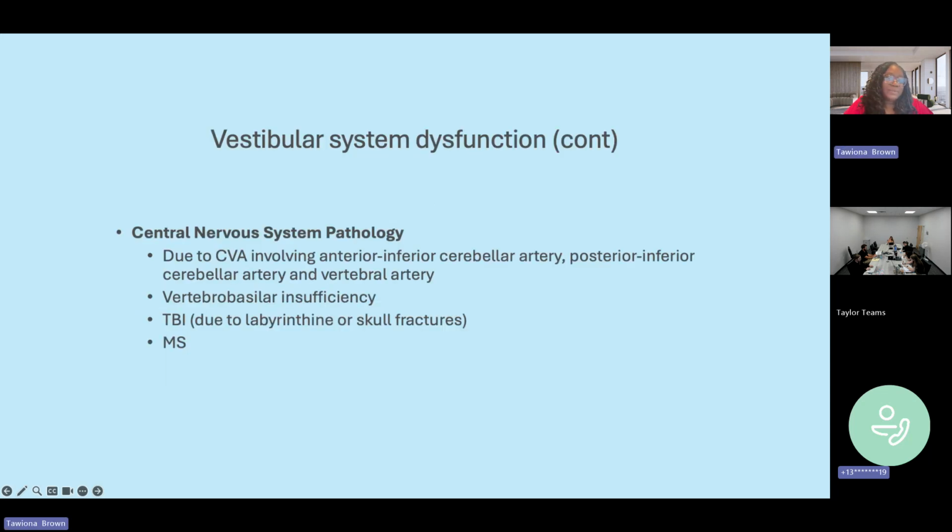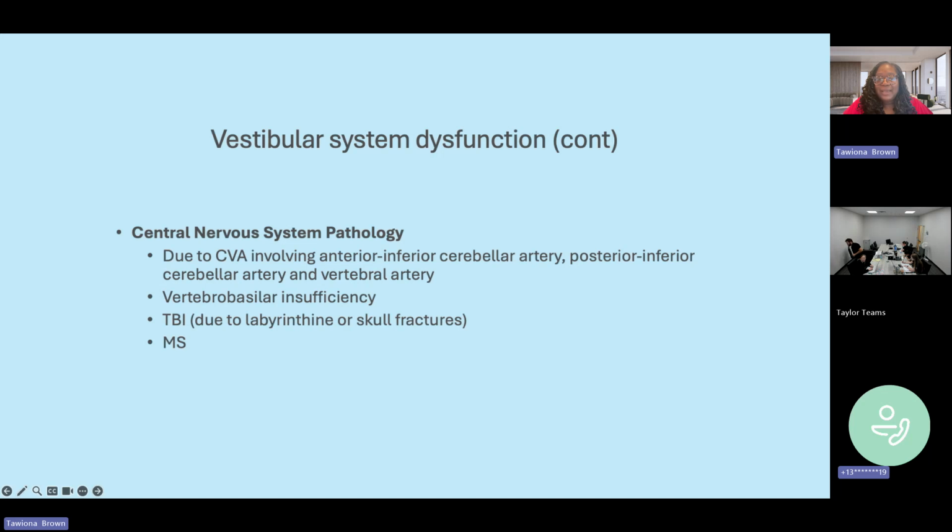Now, when the issue is more central, it's normally going to be due to a CVA or a stroke. The most common ones are the ones that involve the ICA or the anterior inferior cerebellar artery, as well as the PICA, which is the posterior inferior cerebellar artery, or the vertebral artery. It can often be from vertebrobasilar insufficiency as well. It could be from a TBI or some type of head injury where it's against the inner ear. And then that last one, MS, stands for multiple sclerosis.